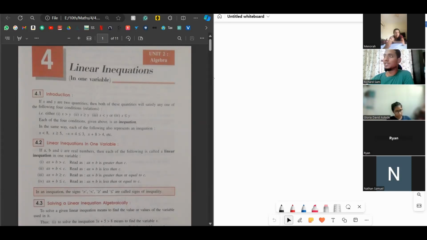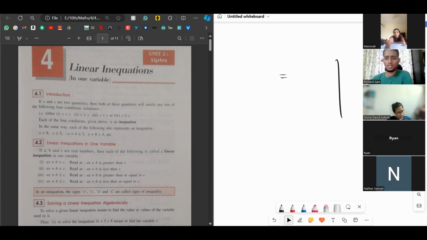Last year, you had a chapter called inequalities. That was to do with triangles. This is not that. Linear inequations is just like linear equations, but instead of having an equal to sign in between, you will have a less than or a greater than sign. That is linear inequations. Okay, so now let me give you an example.